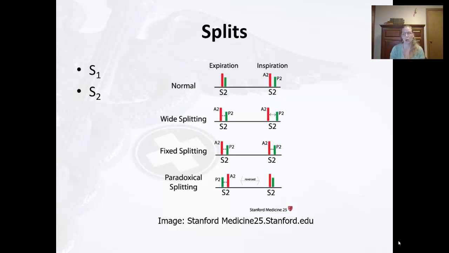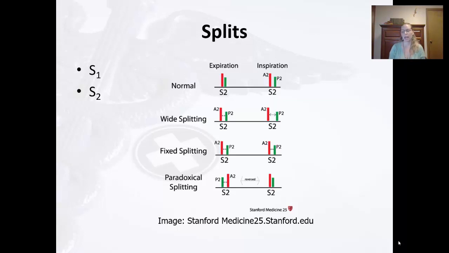Now, why might you hear 2 sounds? Well, when the S2 sound occurs, you're hearing the aortic and the pulmonic valve closing. And because during inhalation there's lower pressure in the pulmonary artery, the pulmonic valve will close slightly after the aortic valve closes. Okay, so it's normal to hear a split during the S2 sound.